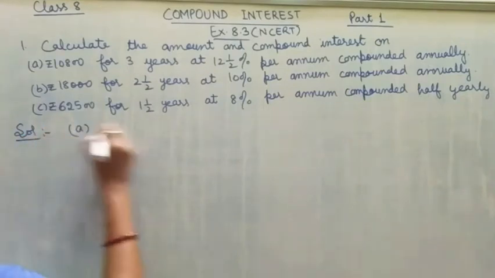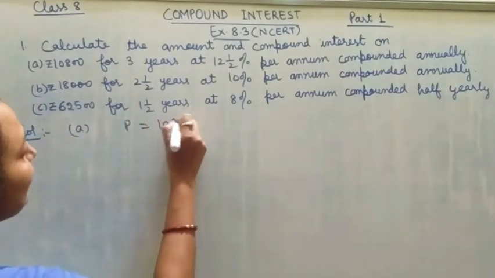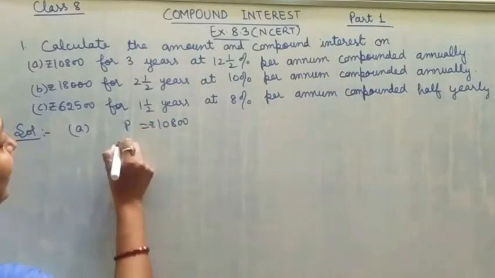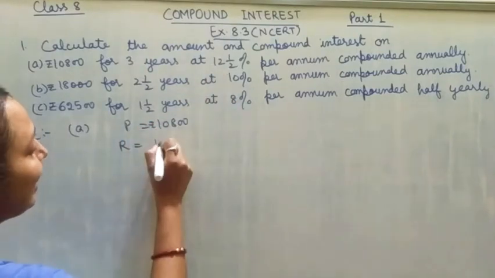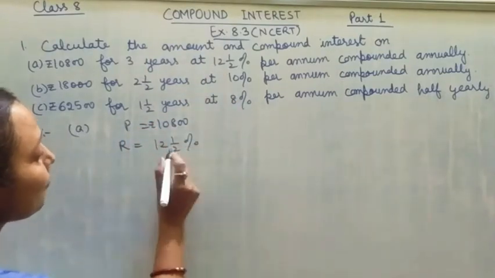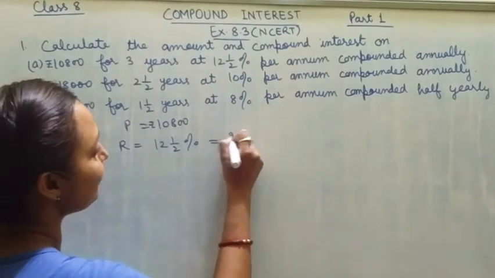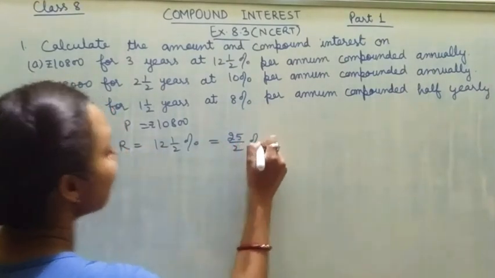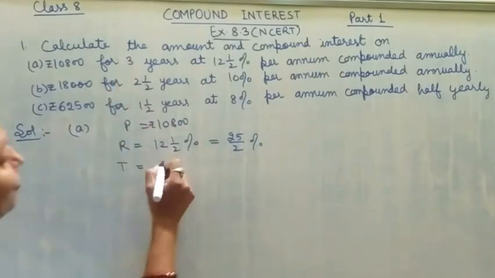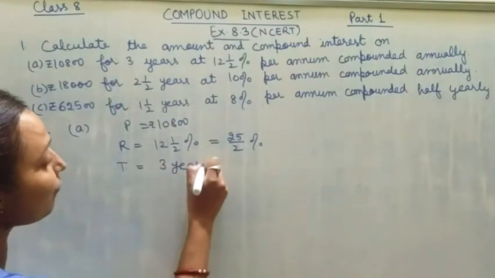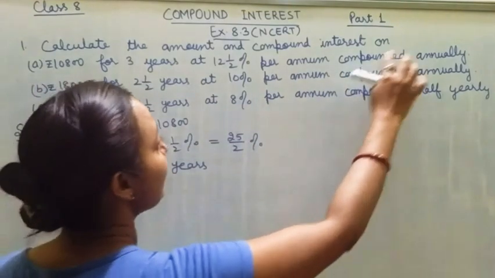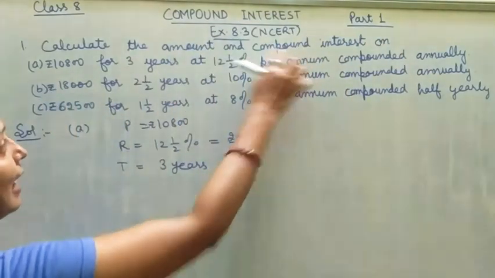Okay, A. The principal is given, 10,800 rupees. The rate of interest is 12 1 by 2 percent. 12 twos are 24 and 1, so 25 by 2 percent. And the time is equal to 3 years. Okay, so how can we find the compound interest and amount, compounded annually?